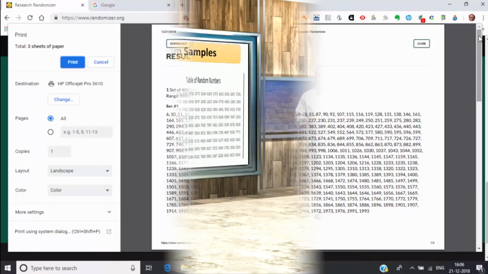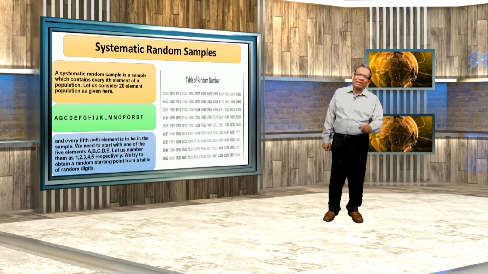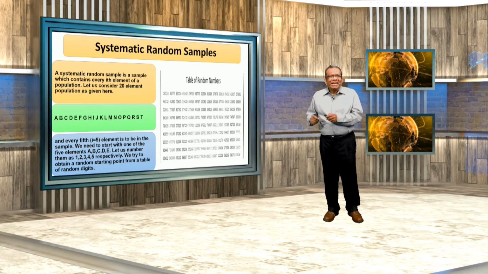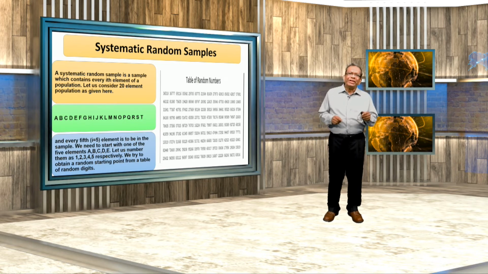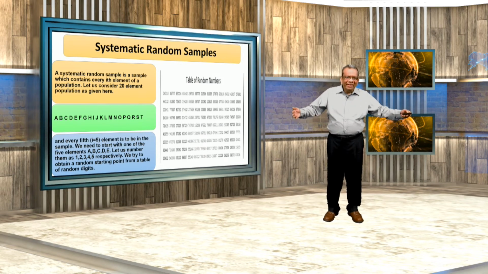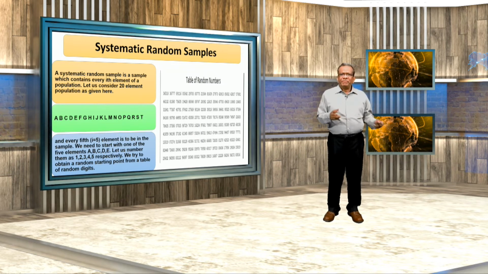Thank you very much. Now let me go to systematic random samples. A systematic random sample is a sample which contains every ith element of a population. Let us consider 20 elements of a population as given here: A, B, C, D, E, F, G, H, up to T, there are 20 elements. And every fifth element is to be in the sample.